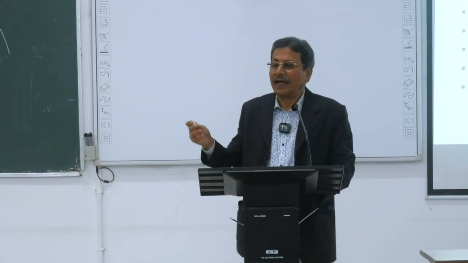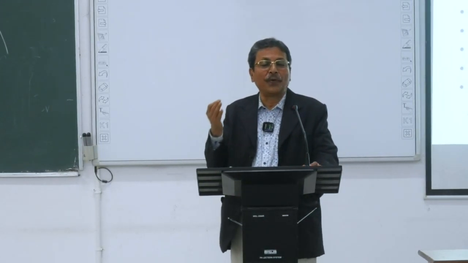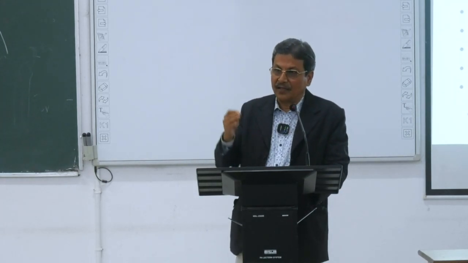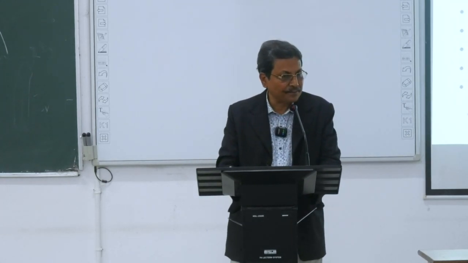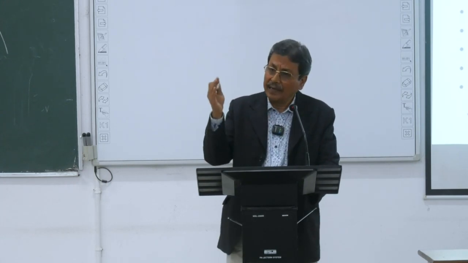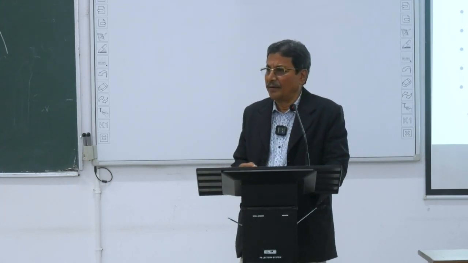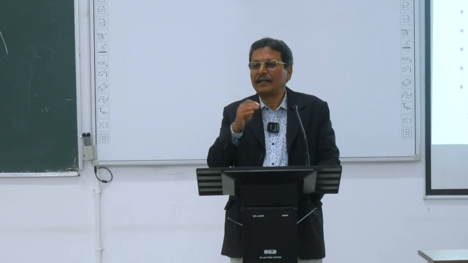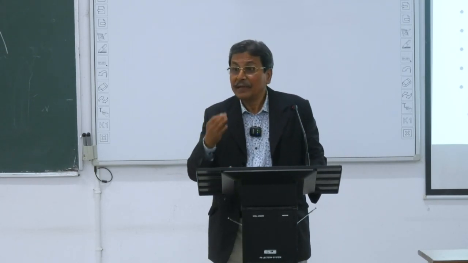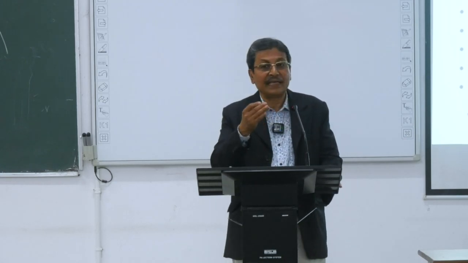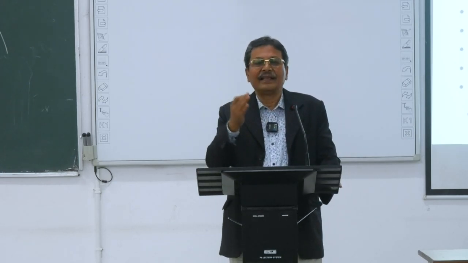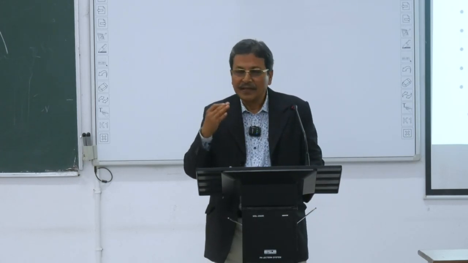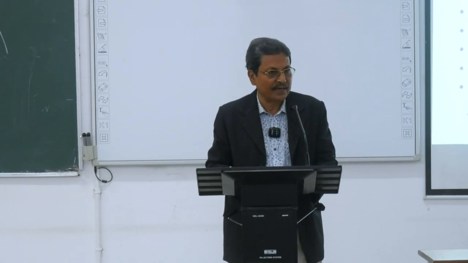WHO says that PM 2.5 should be less than 10 micrograms per cubic meter of air, or even less than 5 micrograms per cubic meter. But in our country they change it, because that is not possible. If we can keep it below maybe 30, 40 or 50, it is a somewhat satisfactory or fair standard.